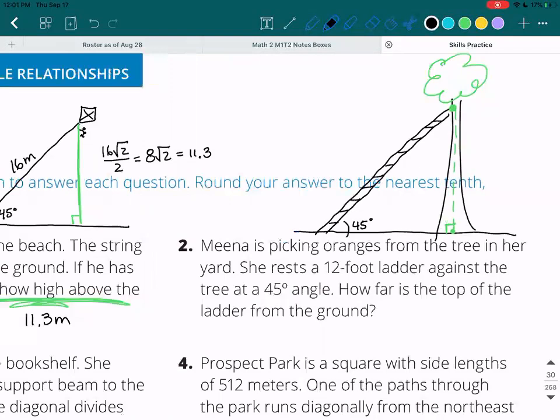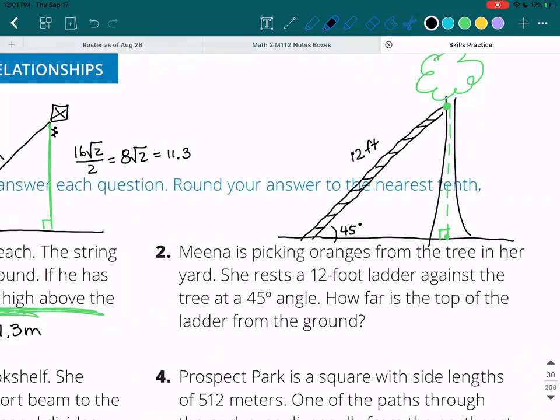Oh, I'm so sorry. Let's wait for it to catch up. Okay, I just labeled the ladder as 12 feet, and the equation we're using is the same equation, hypotenuse radical 2 over 2. So let's plug it in. We have 12 radical 2 over 2. Can you help me simplify? What does this become? Six. Thank you. 6 radical 2, yes.